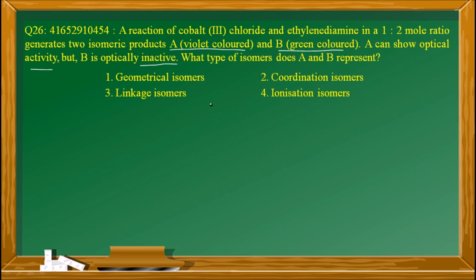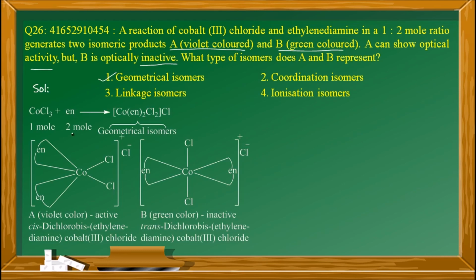What may be the isomers? Option number 1 geometrical isomers, option number 2 coordination isomers, 3 linkage isomers, 4 ionization isomers. What is the answer? Geometrical isomers. Let us see the structures. Yes, friends, 1 mole of cobalt 3 chloride with 2 moles of ethylene diamine is going to form dichlorobis(ethylene diamine)cobalt 3 chloride. What are they going to form?